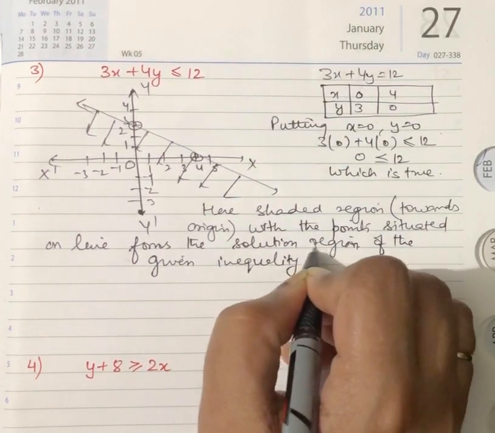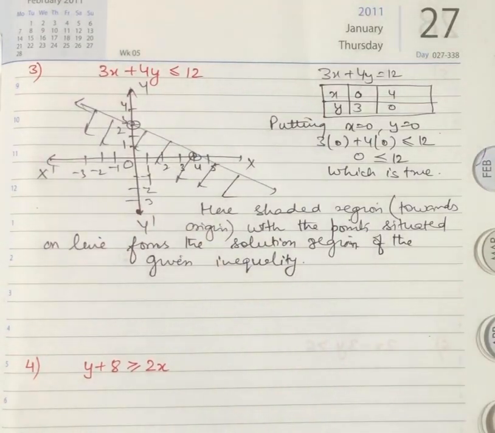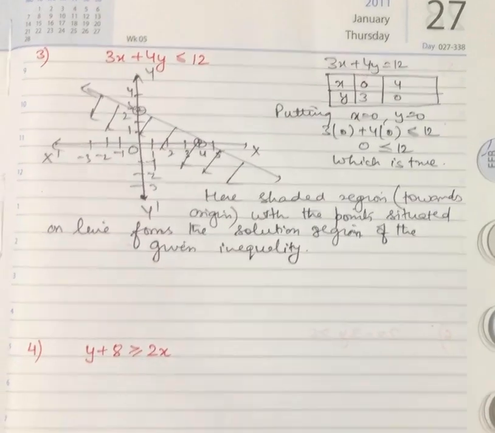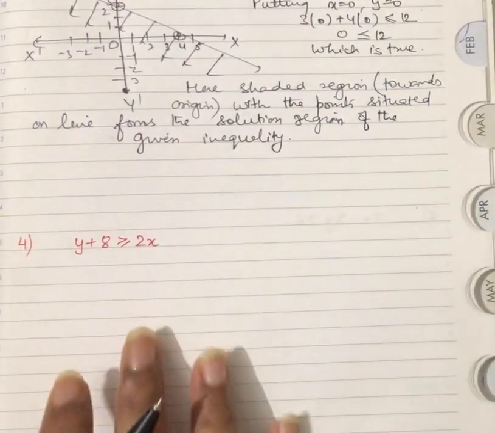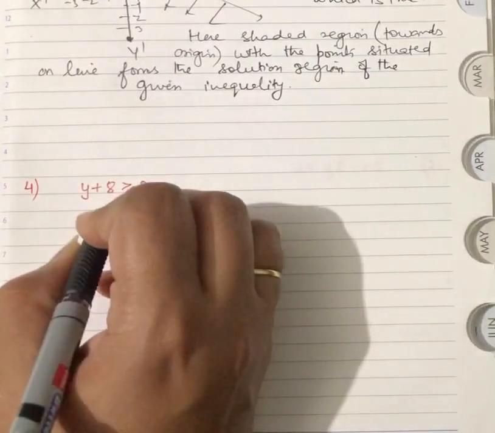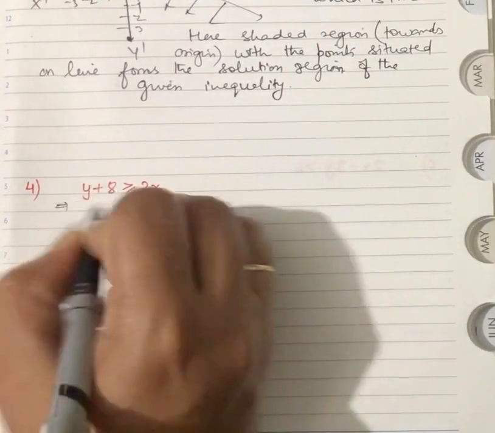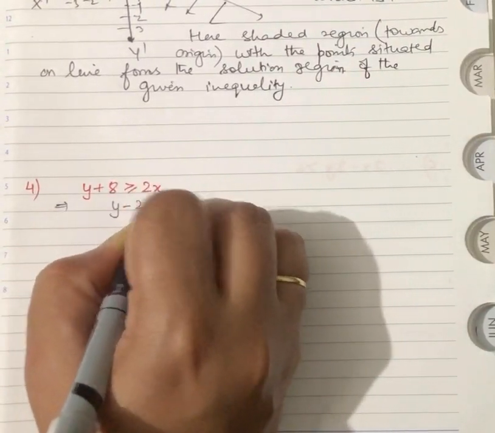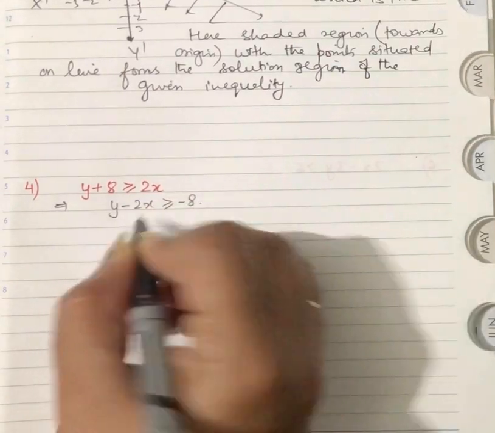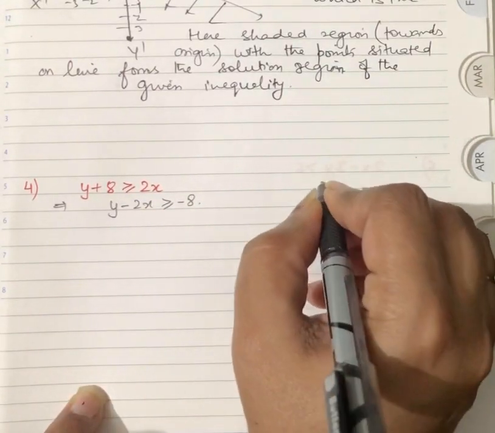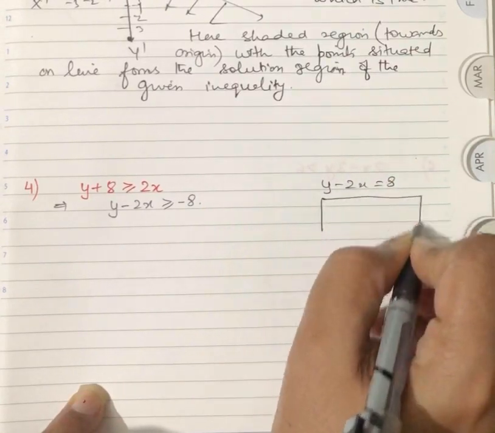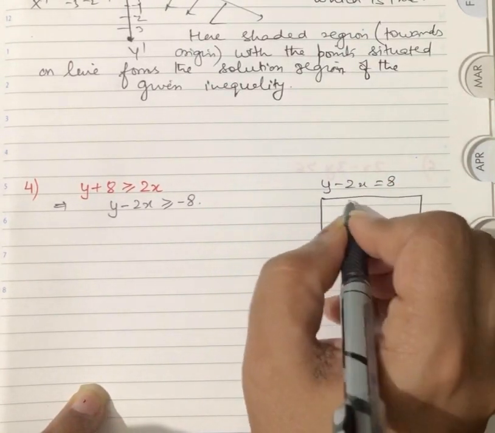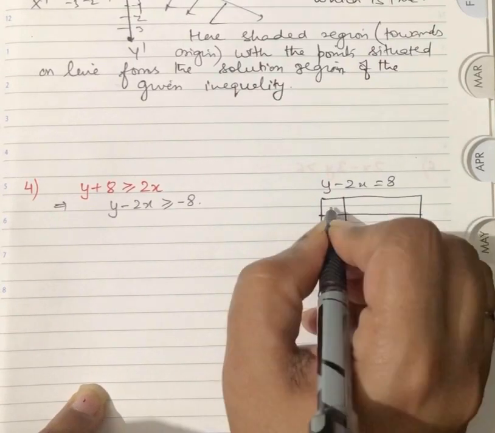So this completes the third question. Now look at the fourth question. Fourth is y plus 8 greater than or equal to 2x. Now first of all we can write it as y minus 2x greater than or equal to minus 8. This can be written in this form also. So y minus 2x equal to 8, we will plot this equal line, we will draw this line.